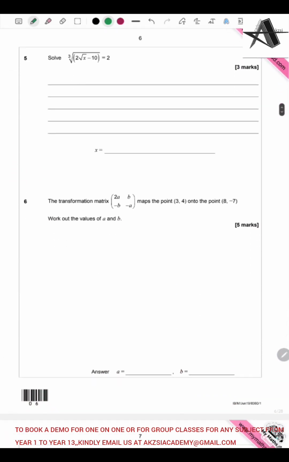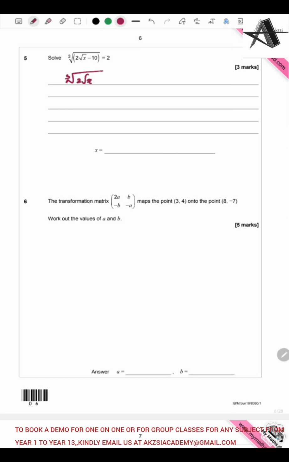Moving on to the next one, solve the cube root of (2 root x minus 10) is equal to 2. So definitely whenever we are solving an equation, that means we are supposed to isolate the value of x. That means only x should be on one side. So whatever the extra things, we have to remove them. Above x, the outermost has a cube root. So in order to remove it, I need to do the opposite operation. That means cubing both the sides. So I need to cube both the sides.